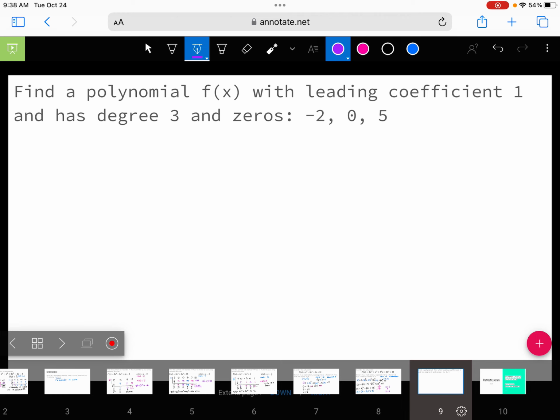So the next question is we're going to find a polynomial and write an equation for it if I know its roots. Ready? Okay, cool. Just want to make sure I had enough time. So we're going to write the equation for a polynomial if I know it has a leading coefficient of 1, has a degree of 3, and has zeros or roots of -2, 0, and 5.